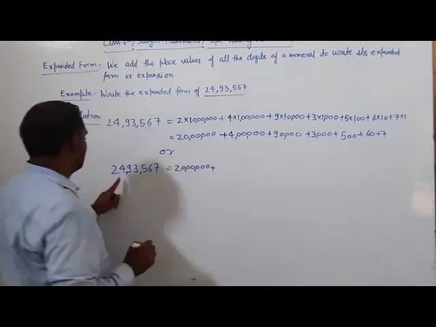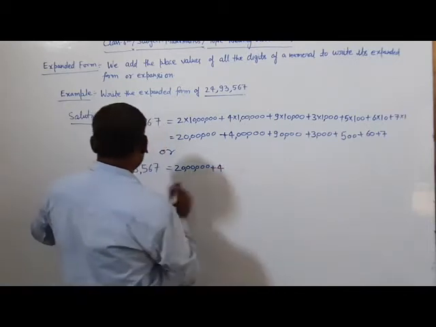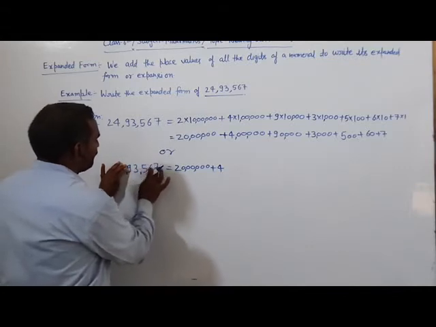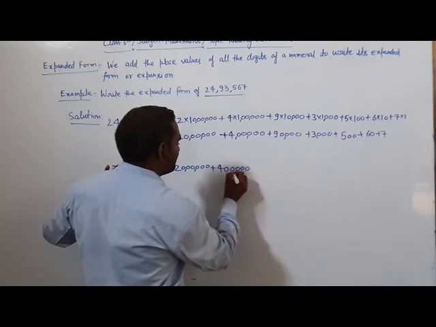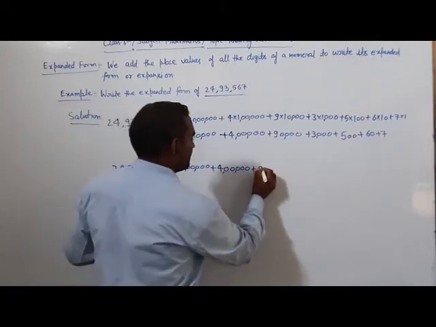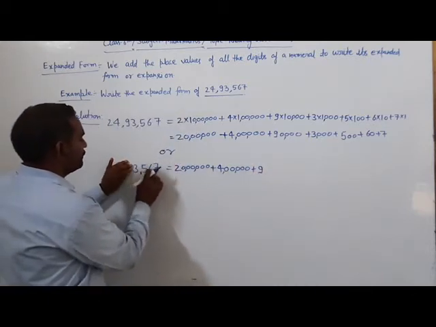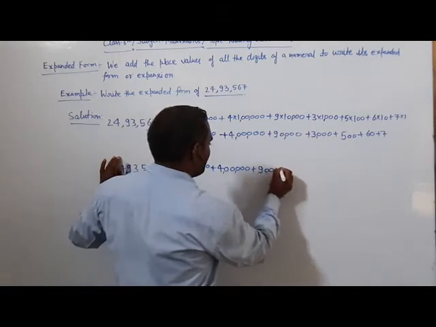Plus, after 2 there is 4. How many digits after 4? 1 2 3 4 5. Plus 9. How many digits after 9? 1 2 3 4.